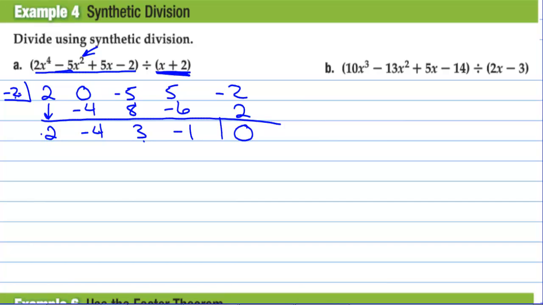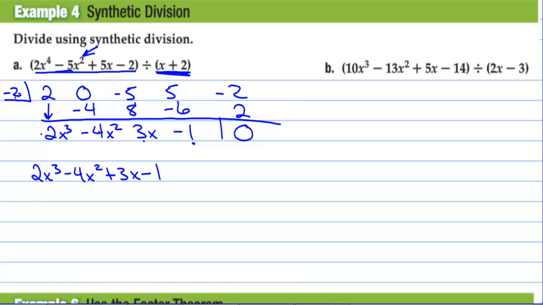Now how do we write the answer? Well, this is the constant. -1 is a constant. This is the coefficient for x. This one's for x squared. And the 2 is for x to the 3rd. So the answer is 2x to the 3rd minus 4x squared plus 3x minus 1 with a remainder of 0. So we don't really write anything for that remainder.